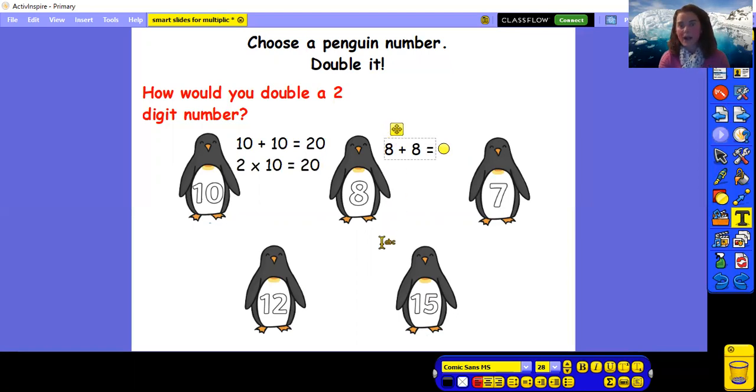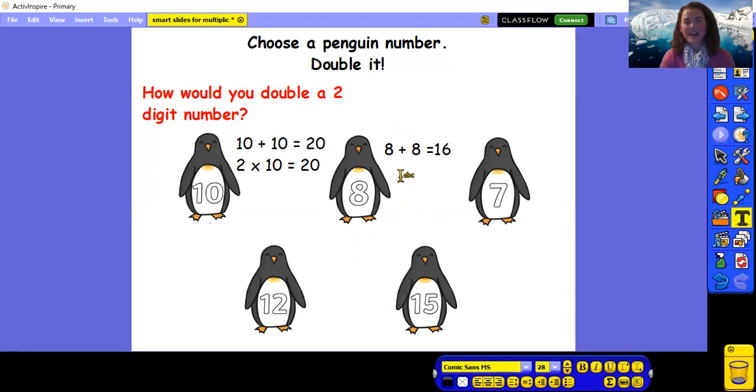Well, you could draw 8 and then draw another 8, and you could add them together, or you could use a number line and start on 8 and do 8 more jumps. There's so many ways of doing it. Or you could know that if you add 2 to make 10, then you've got 6 left over. And then 10 add 6 is 16. So the answer is 16.